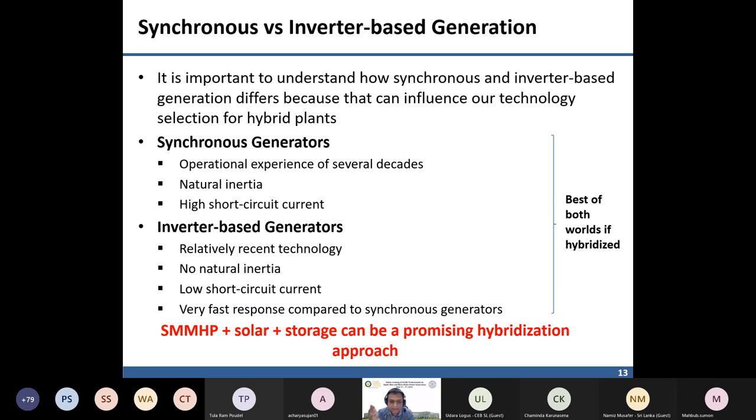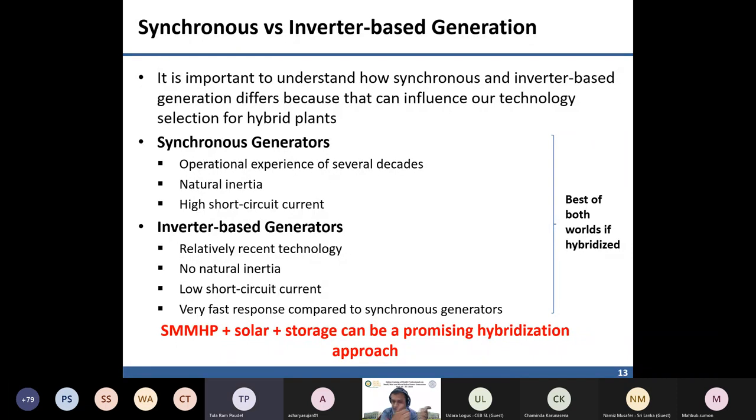At the same time, with inverter-based generators, it's a relatively recent technology. There's no natural inertia, although you can synthesize it. There is relatively low short circuit current that you can get from these resources unless you intentionally oversize an inverter, which is not typically done. And then you get very fast response compared to synchronous generators.